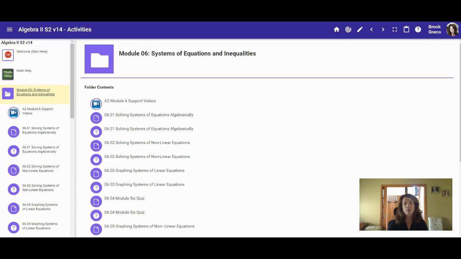So I am in Module 6, so the first math module that you're going to take on here in Algebra 2, the second half. So this is Module 6 through 10. So the topic of this module is systems of equations and inequalities.